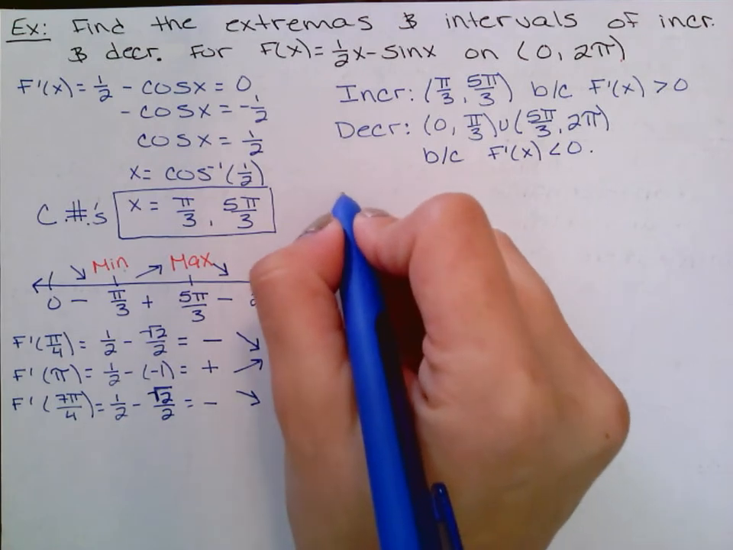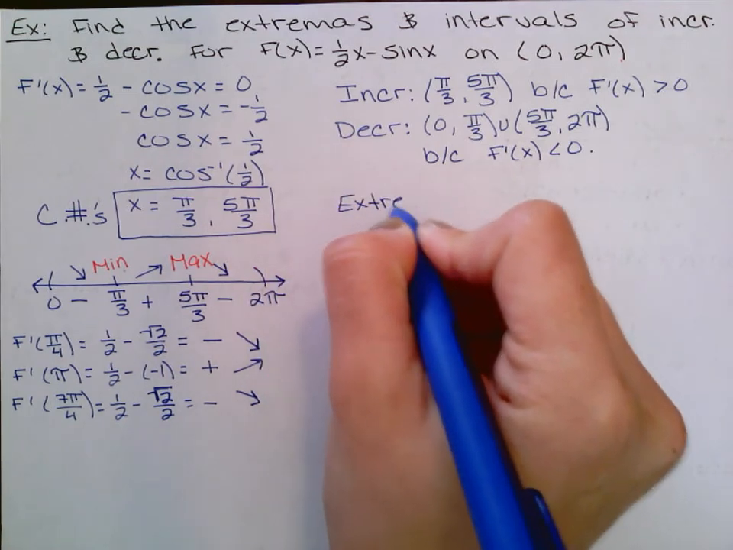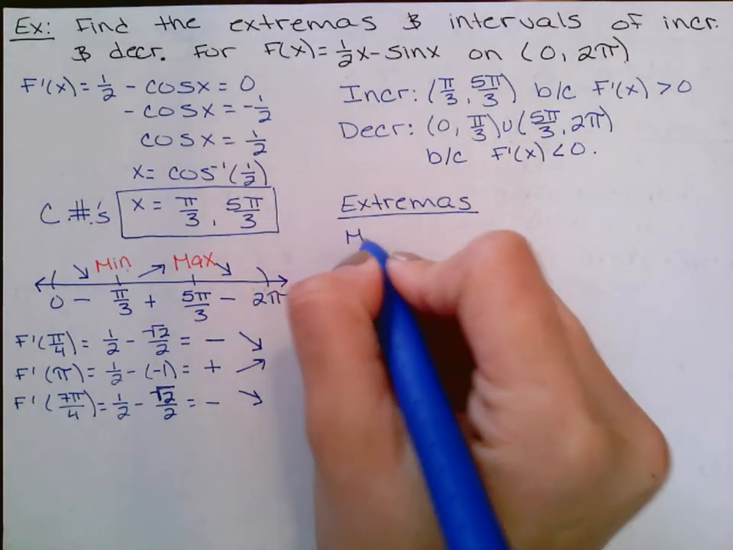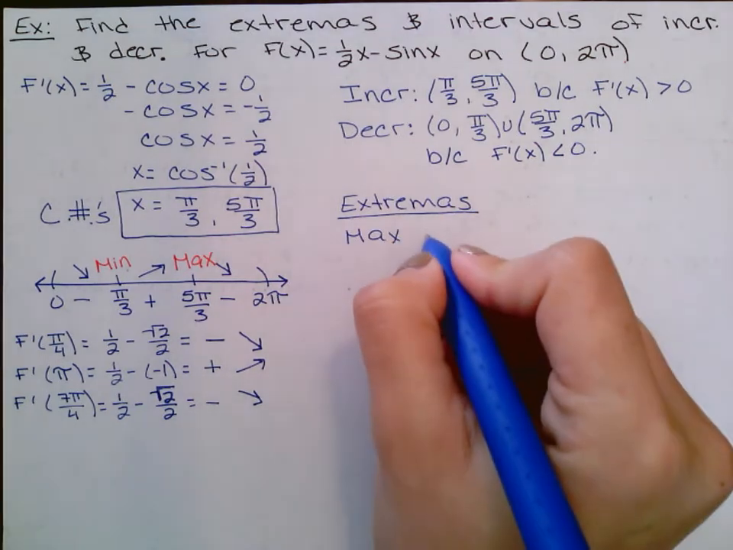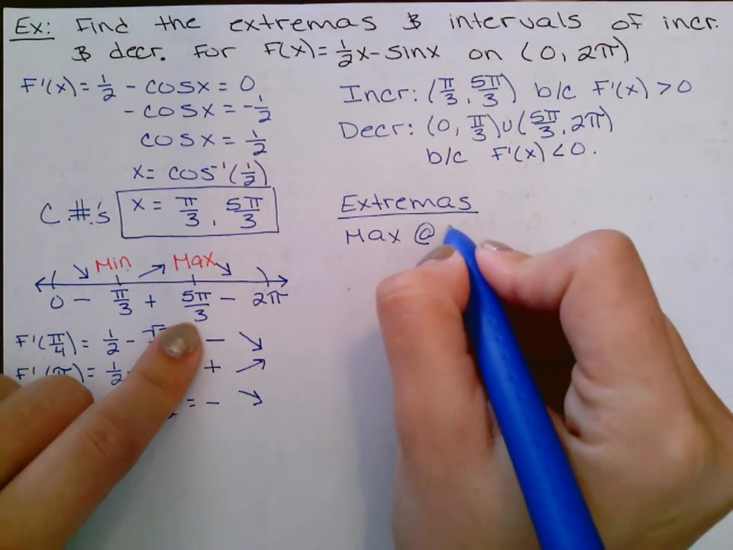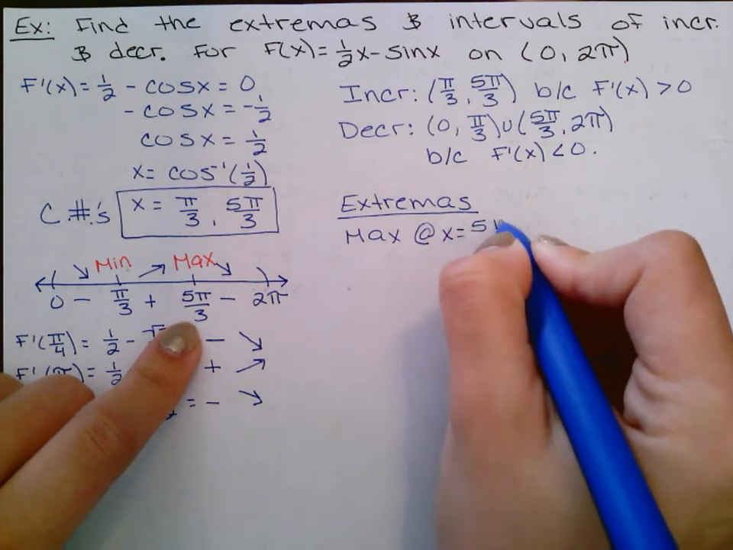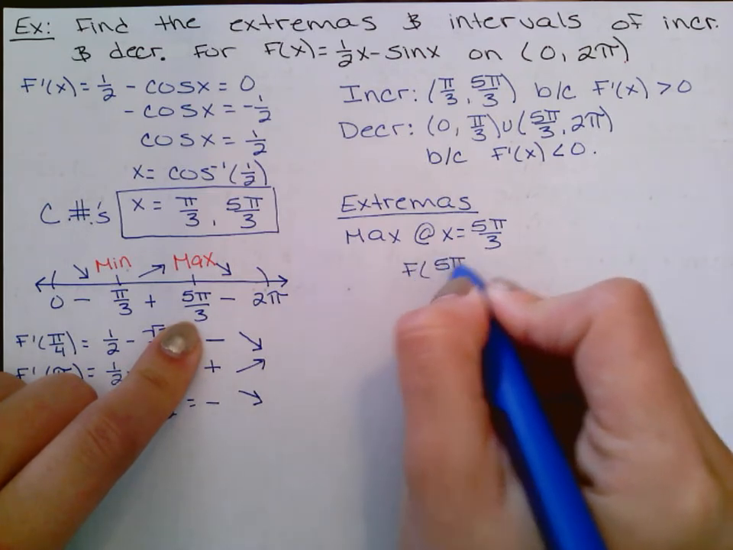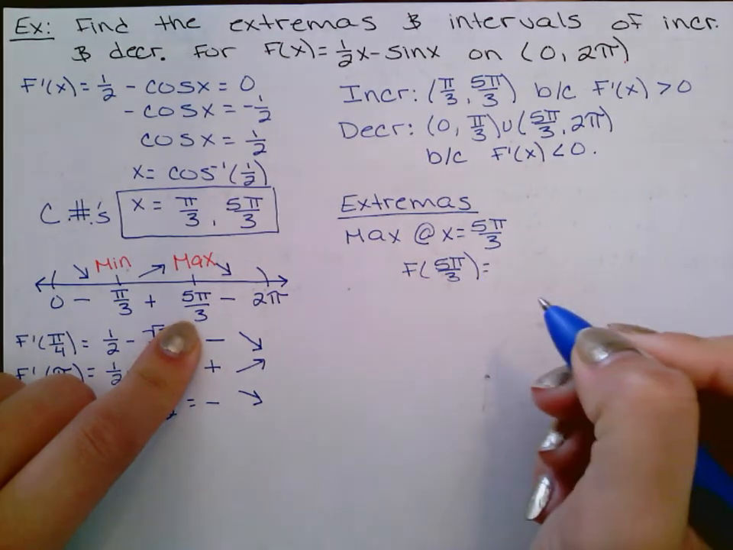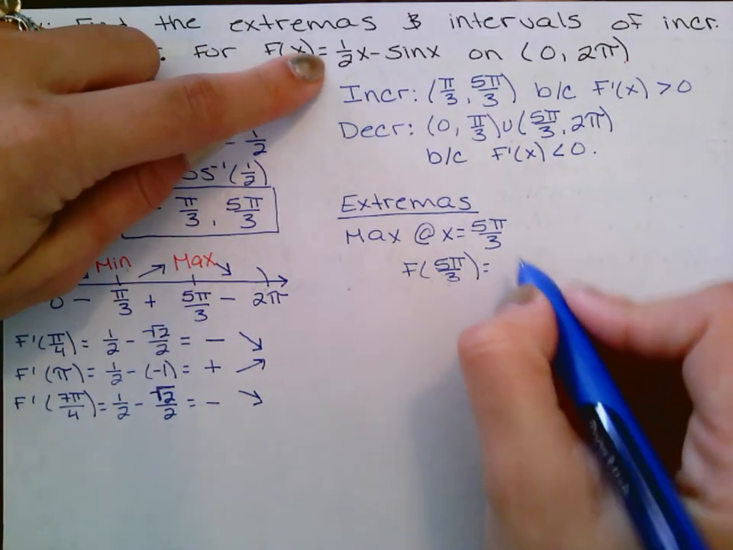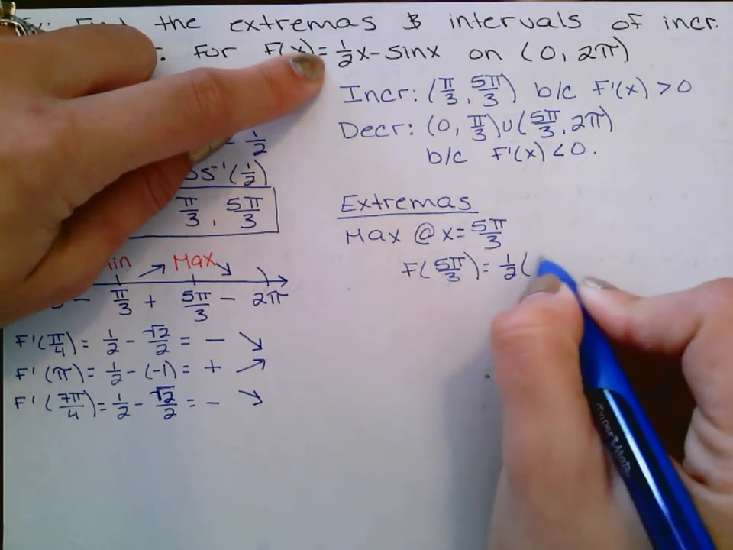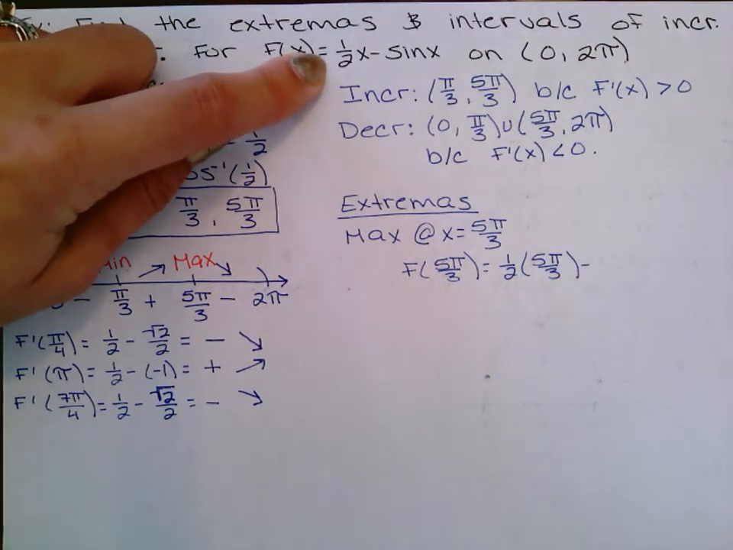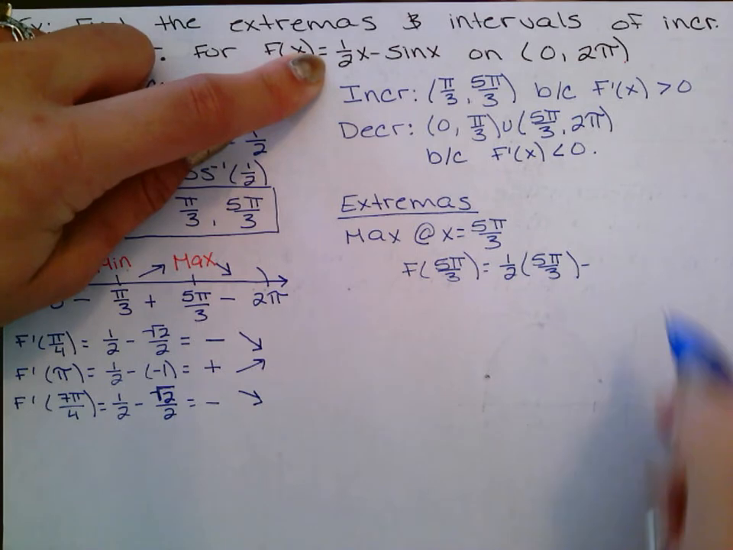Next part, my extremas. I can say that I had a max, and again, it doesn't really matter which one you say first, okay? My max is at x equals 5 pi over 3. I have to take a moment and find f of 5 pi over 3 to find the full location, which means I'm plugging this into the original. Be very careful. Half times 5 pi over 3 minus sine of 5 pi over 3.